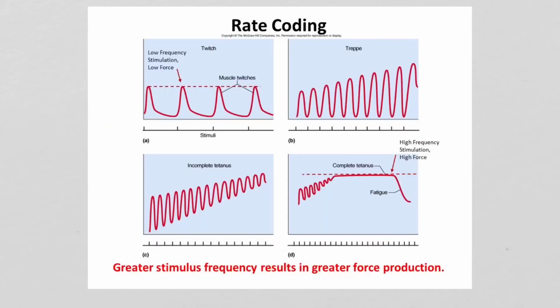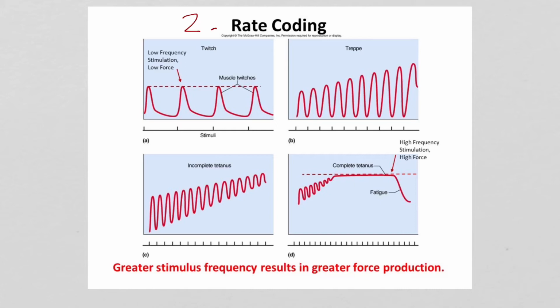The second adaptation in the nervous system is rate coding. This is more commonly referred to as the firing frequency of the motor neurons. This is the rate at which action potentials are going down the alpha motor neurons and stimulating the muscle fibers. I've shown here another figure from our anatomy and physiology textbook. The bottom point remains: greater stimulus frequency results in greater force production.